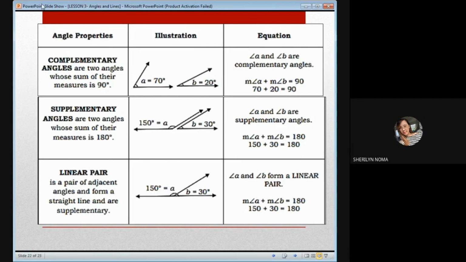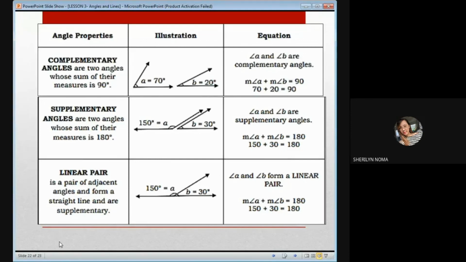Okay, so angle properties, illustration, then the equation. So, complementary angles, again, two angles whose sum of their measures is 90 degrees. So, if you add the measurement of two angles, it should be 90 degrees. And then, supplementary po, two angles whose sum of their measures is 180 degrees. Again, kapag in-add po natin yung two angles, ang measurement dapat nila is 180 degrees.